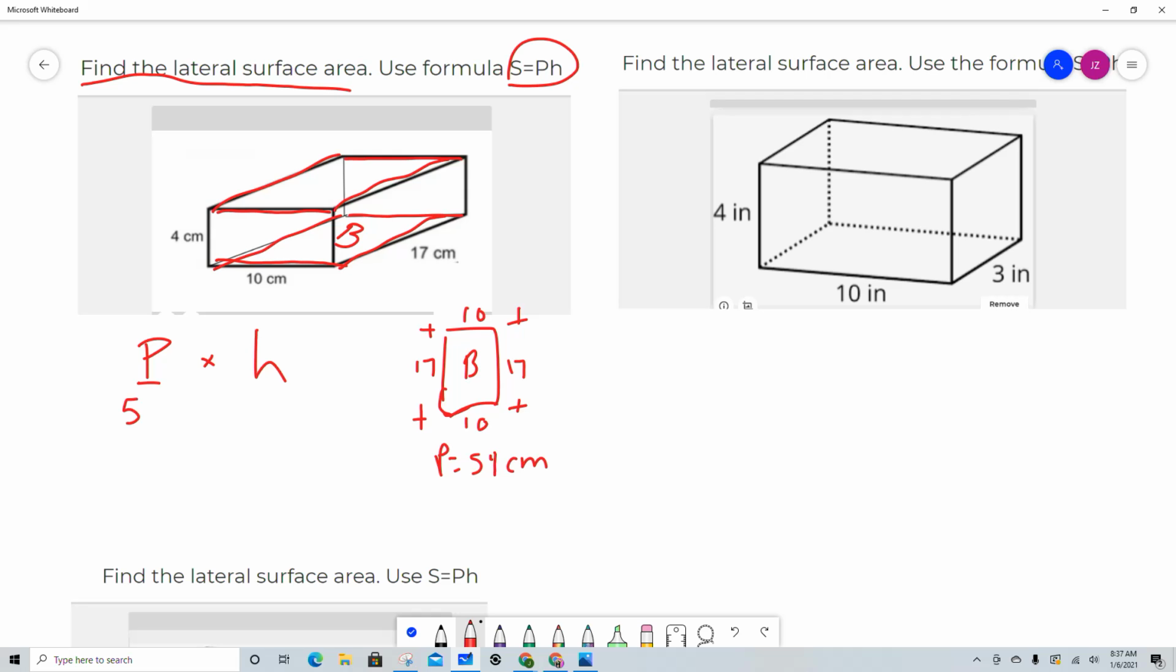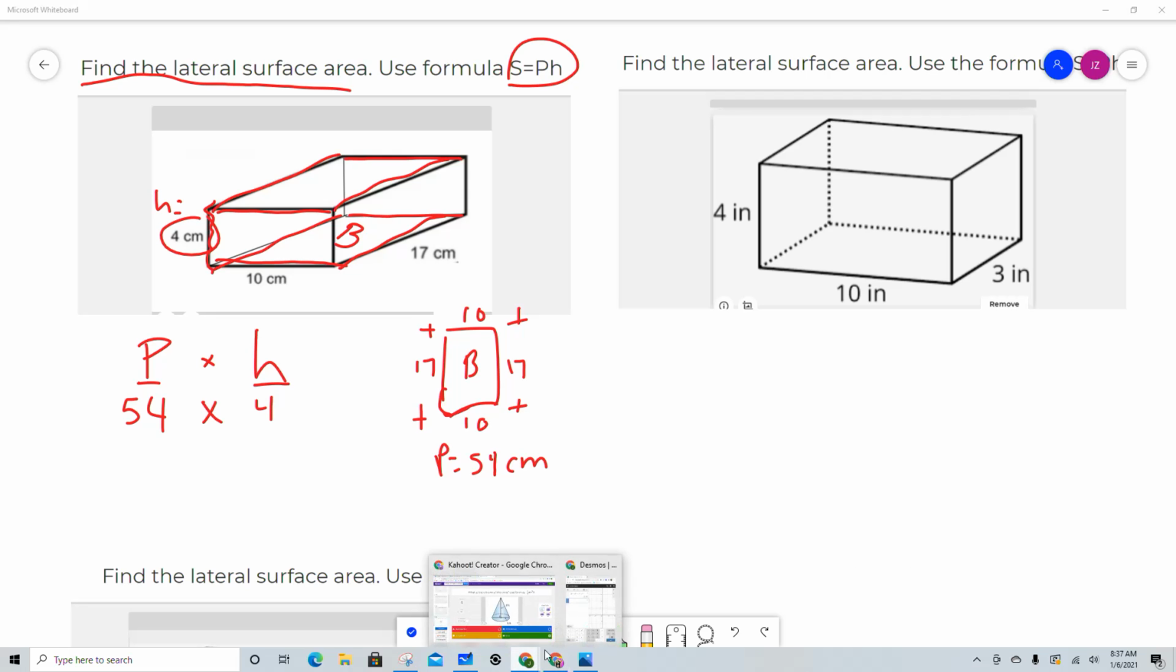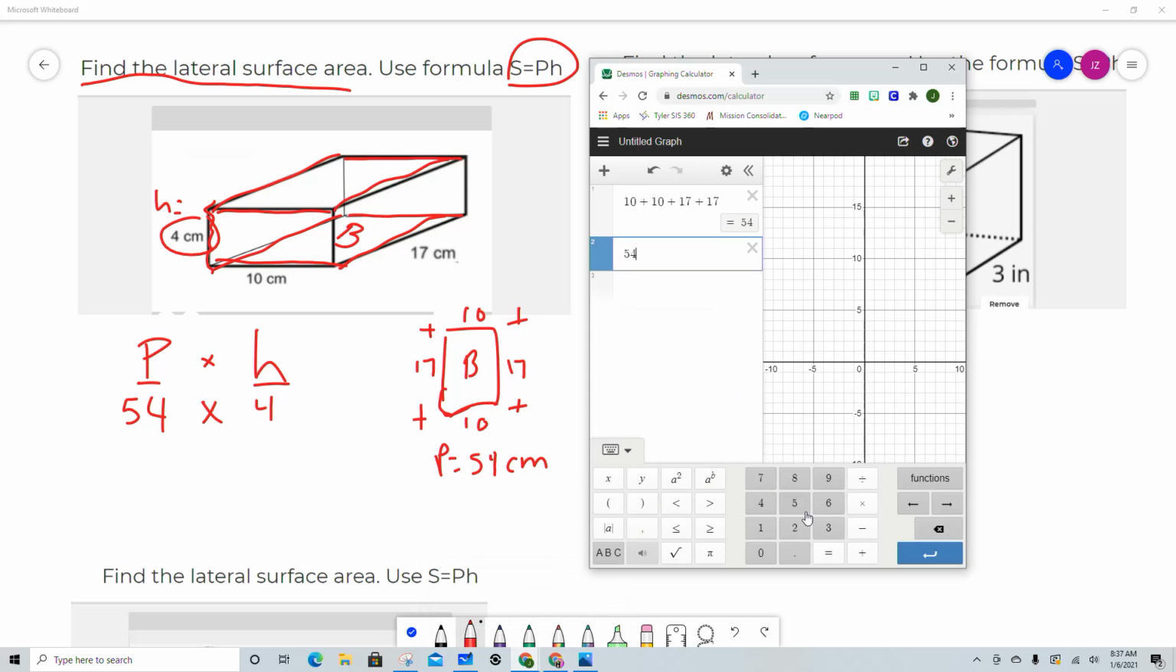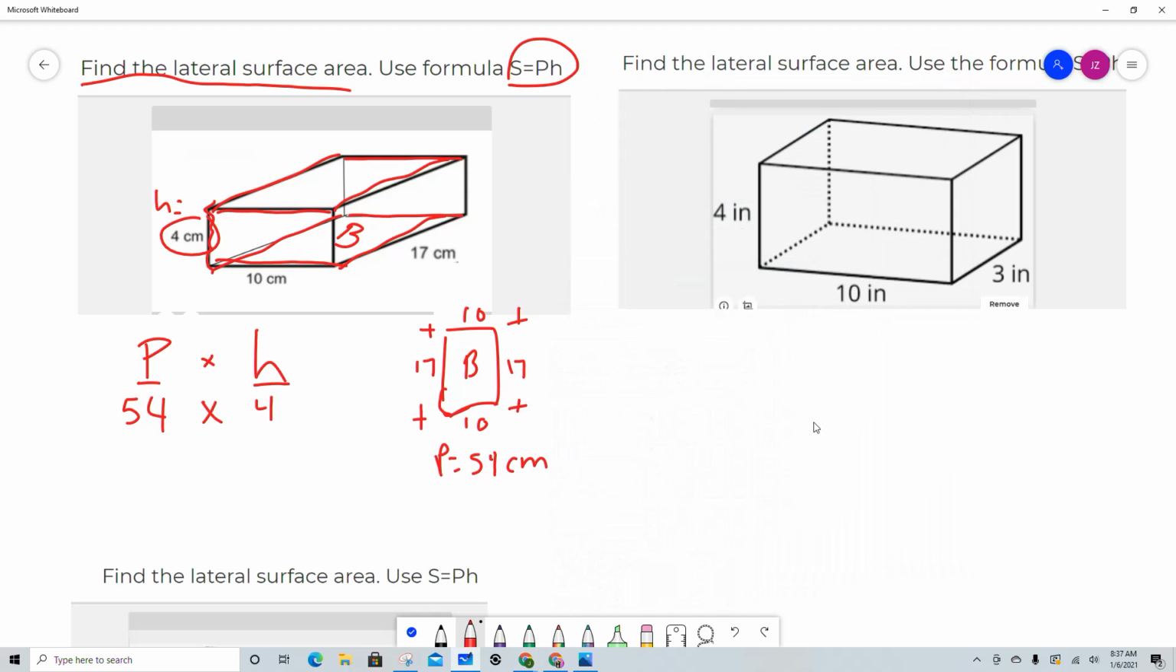So I'm going to put 54 right here. Once you're done, we're going to multiply by whatever the height is. This is how tall the prism is. So the height is equal to 4. So we're going to put 4 right there. All right, now all you have to do is multiply 54 times 4, and you have your answer. The answer is 216. Now, since we are dealing with surface area, when you multiply centimeters and centimeters, we end up with centimeters squared. Okay, so there's that first problem right there.